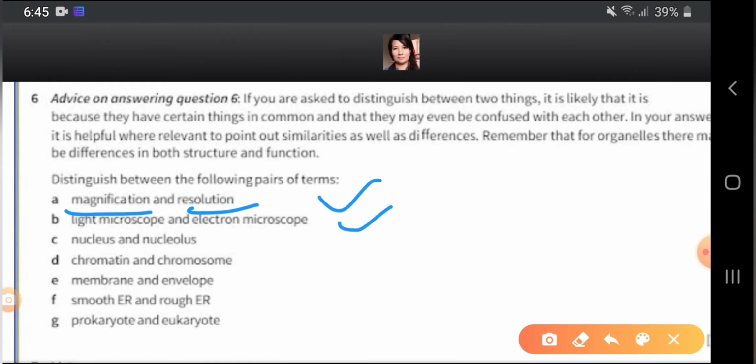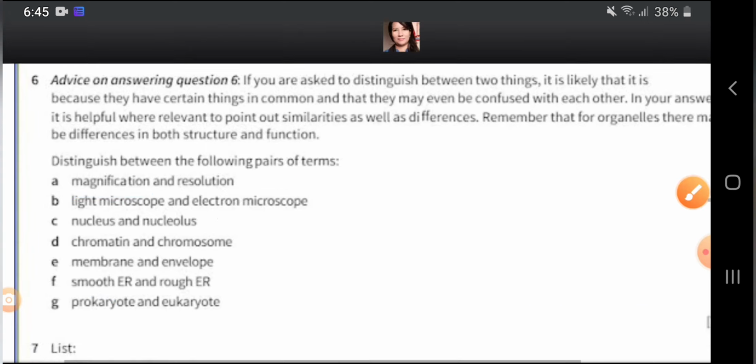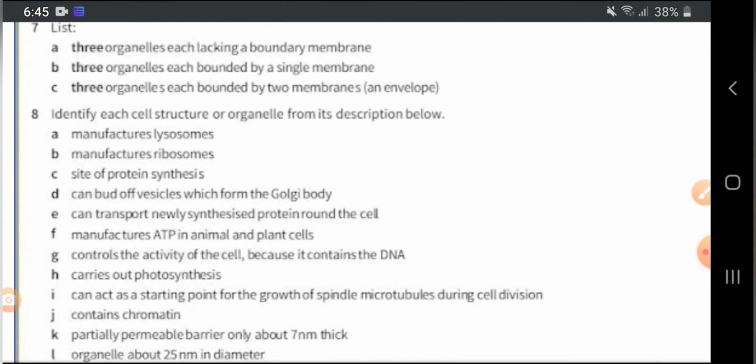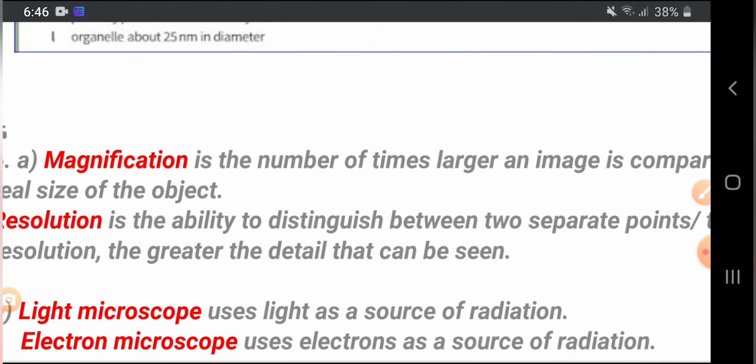Light microscope, that I also already gave. Nucleus and nucleolus, chromatin and chromosome. What's the difference between the two things, prokaryote and eukaryote? Smooth ER, you go to your textbooks and read it and find out and practice. Here is one more question: manufactures lysosomes, manufactures ribosomes, site of protein synthesis. So I will give you this answer, guys.